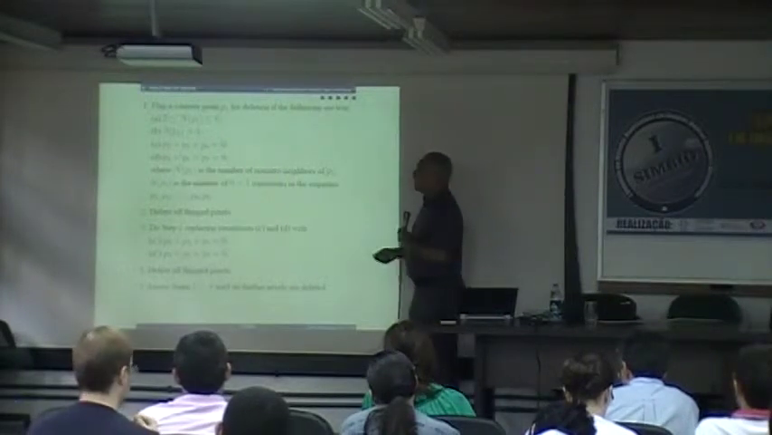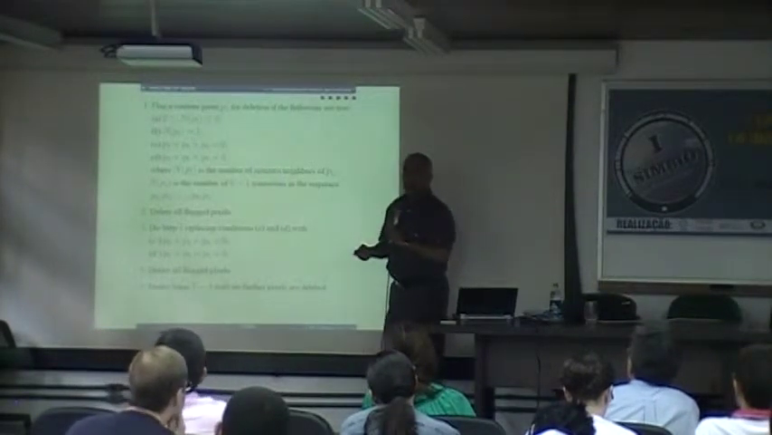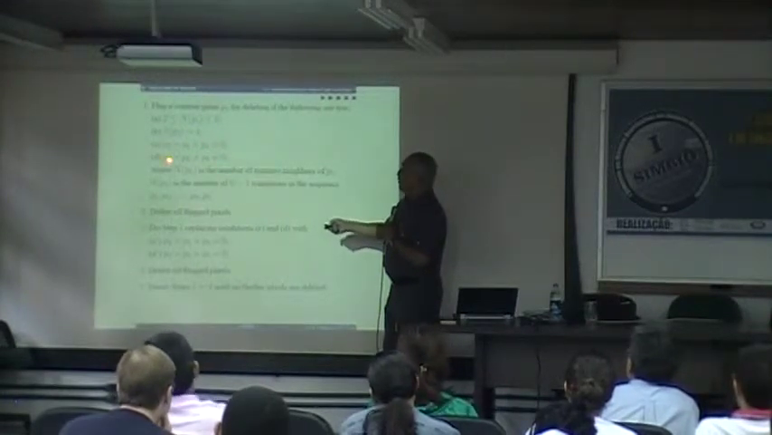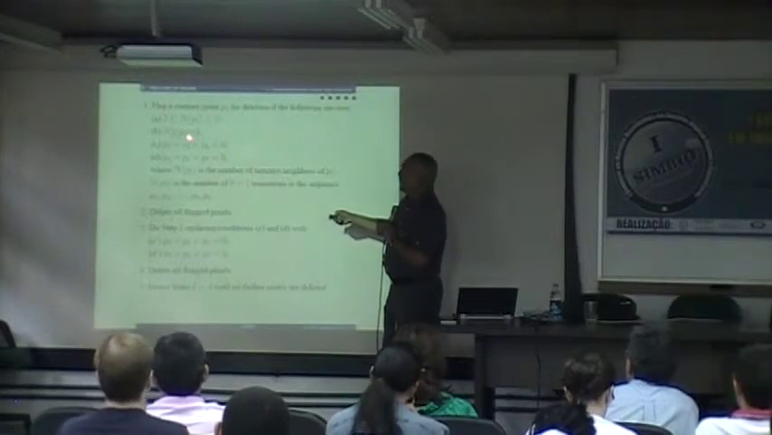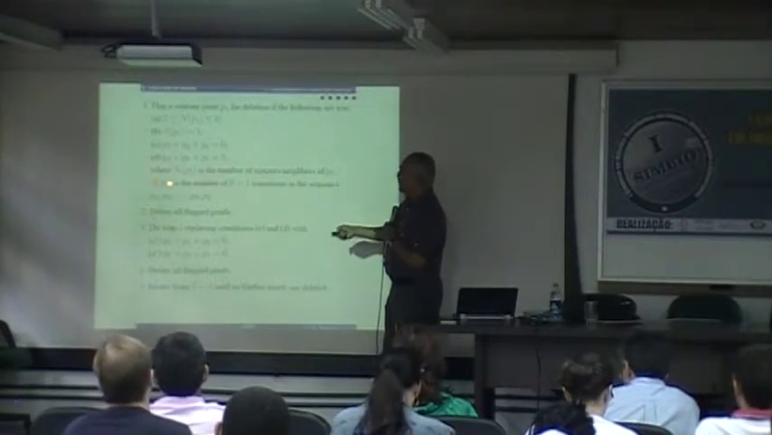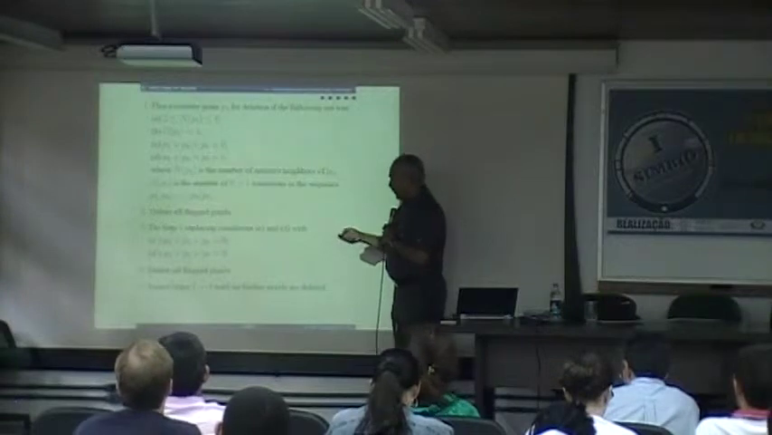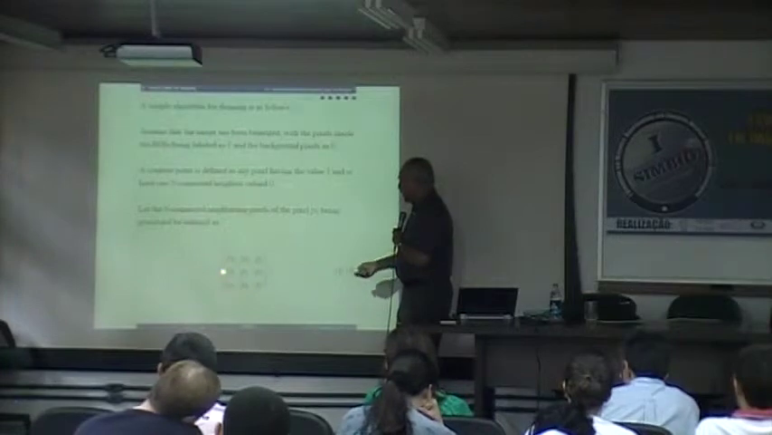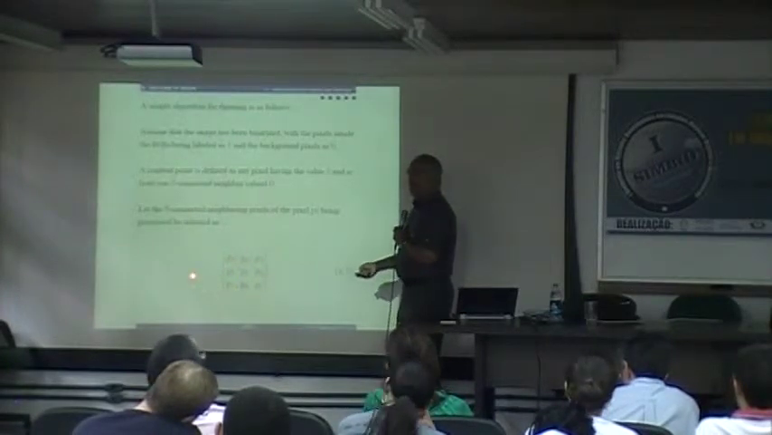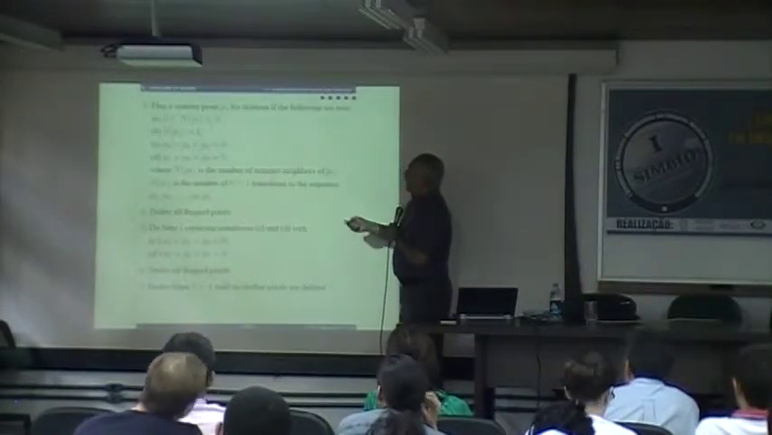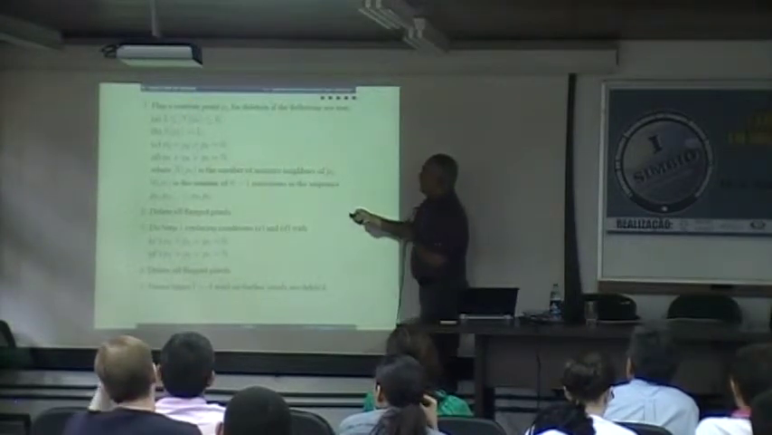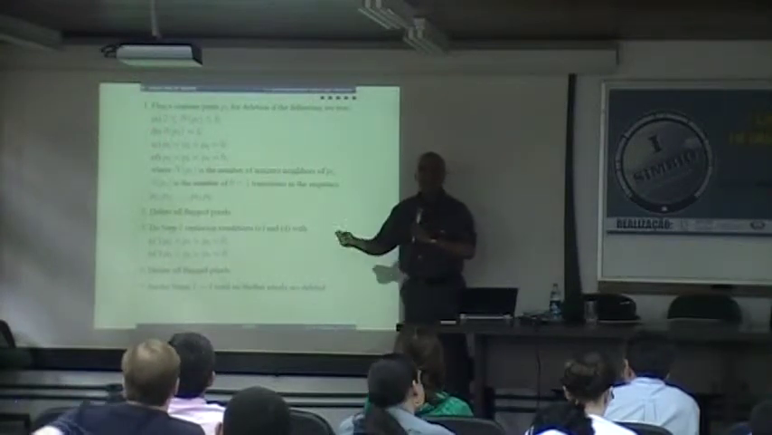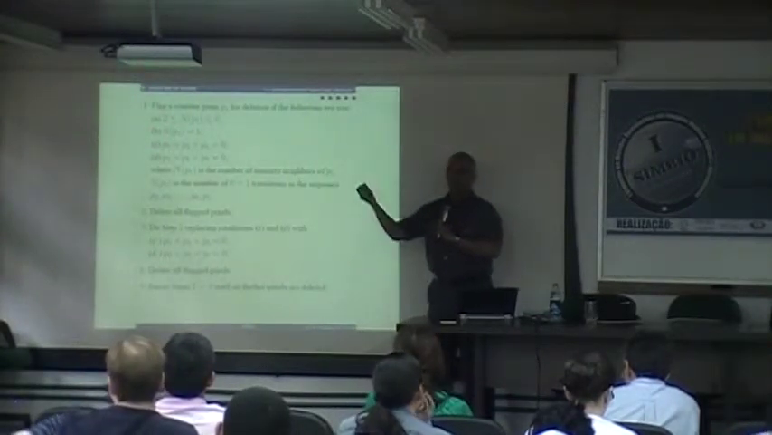Then there are some conditions. Look for combinations of pixels. 2, 4, 6, if any one of them is 0. 4, 6, 8, if any one of them is 0. SP1 must be equal to 1. SP1 is the number of 0 to 1 transitions when you go around this pixel and check the neighbors. And NP1, the number of non-zero neighbors of P1, must be between 2 and 6. If these conditions are met, you must delete this pixel. It is on the outside.